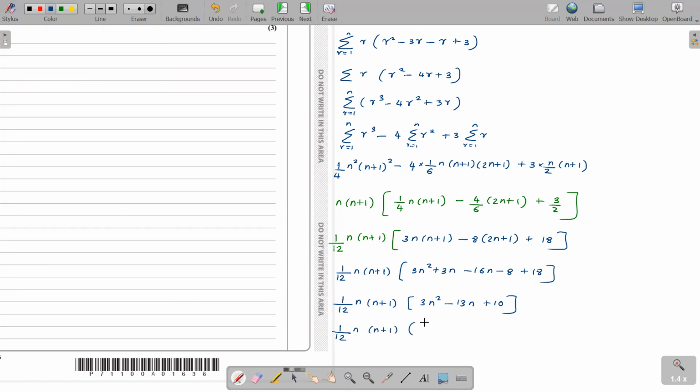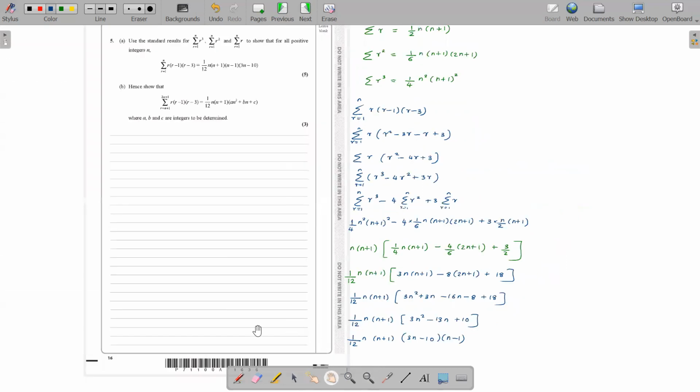So you all can factorize this now. 3n square minus 13n plus 10. What are the two factors? 3n minus 10 and n minus 1. So these are the factors. And this is to show that, yeah, 1 over 12 n (n plus 1), they have (n minus 1) and (3n minus 10). It doesn't matter, right? So it's a product. And we get the answer. Okay.